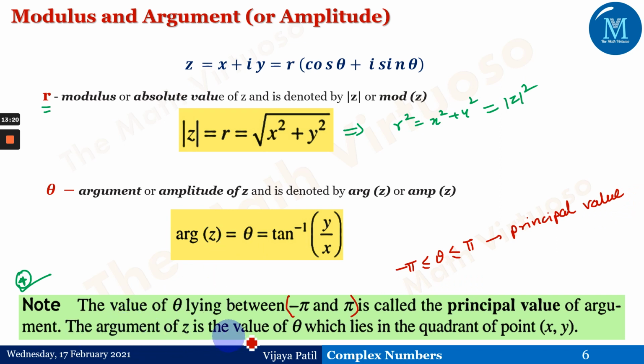And the argument of z is the value of theta which lies in the quadrant of the point (x, y). So that is what I have told you, right? You have to start measuring this angle from the positive x-axis, right? So this is what our theta is.